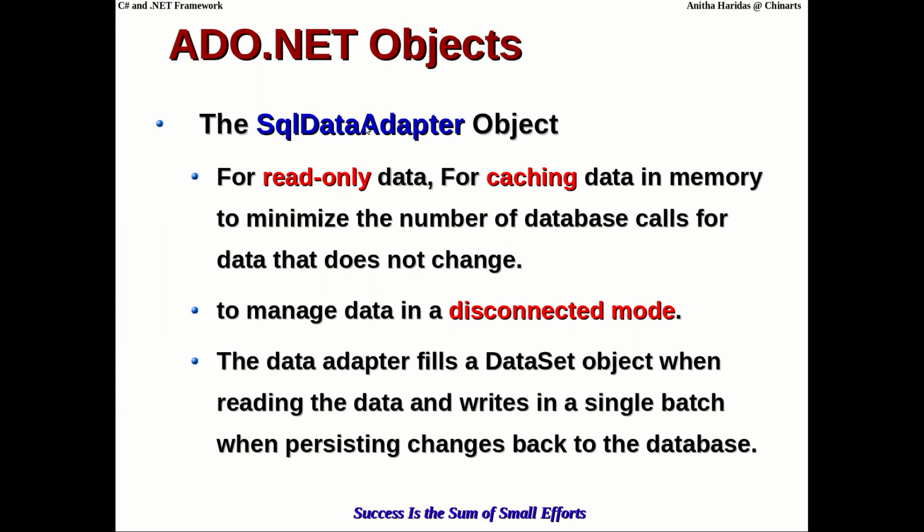We use this SQL data adapter only to manage disconnected mode. So whenever you are using the disconnected mode, the data needs to be cached in the memory. Why are we using the disconnected mode? So that the number of database calls can be reduced. So you just retrieve the data from the database using the data adapter, store it and populate it in a data set.